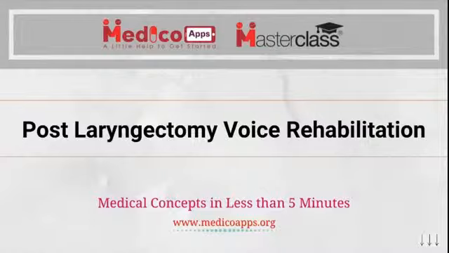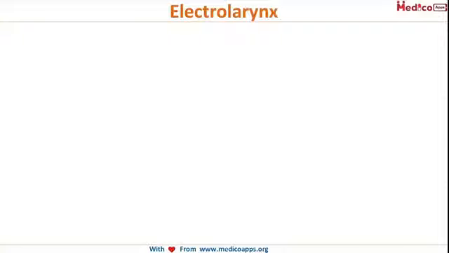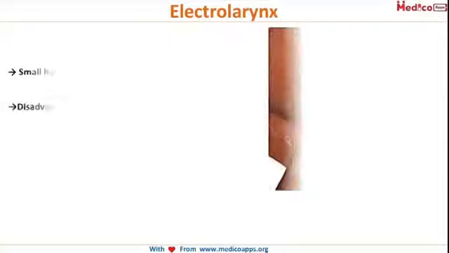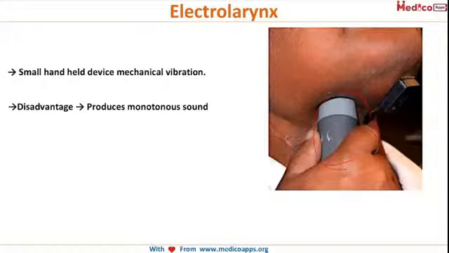Right. So once we do a laryngectomy, we know that the patient has lost his voice quality. So how will we rehabilitate the voice? Now there are a few modalities that we have to understand. The first one we are looking at is the electrolarynx, right? So as you can see in this image, a small handheld device is used to mechanically vibrate, so the patient can produce sound from his voice box.